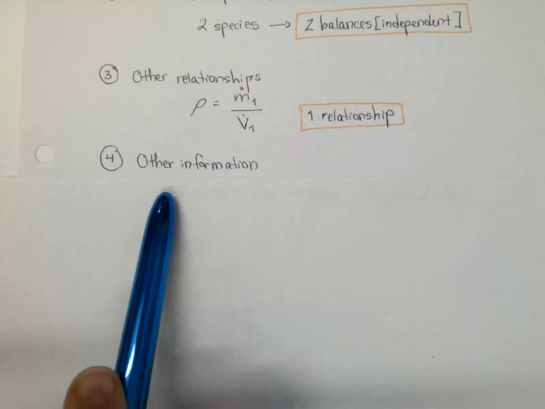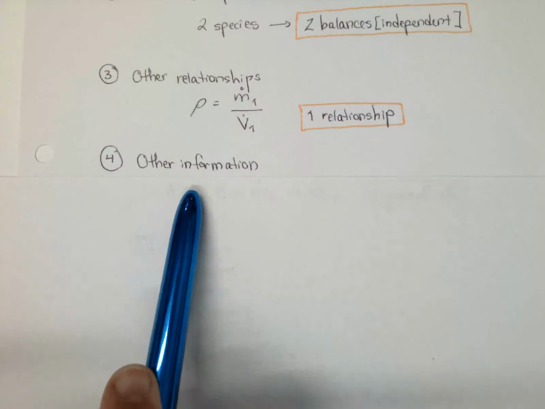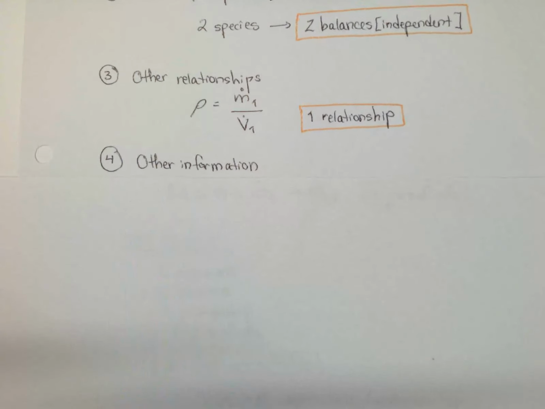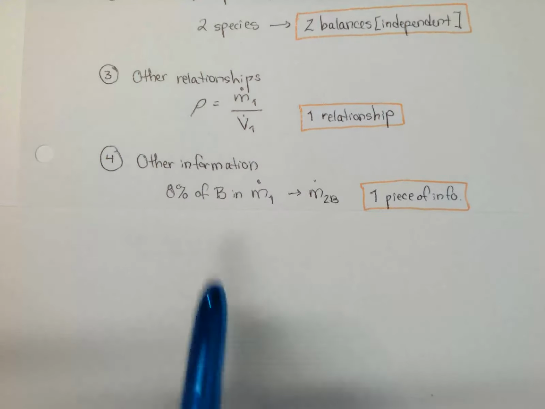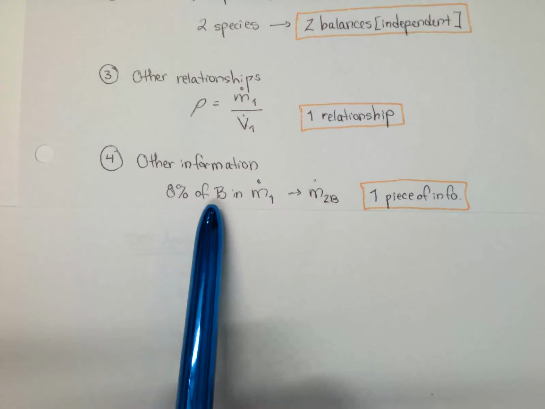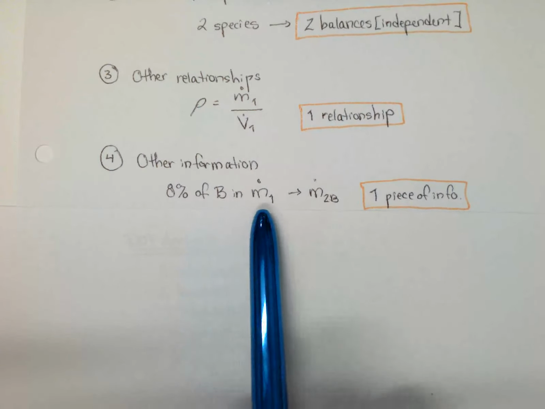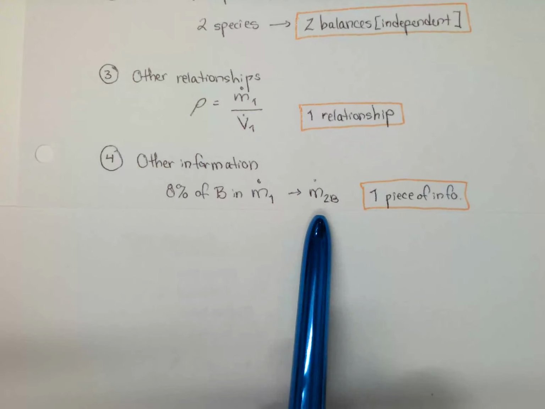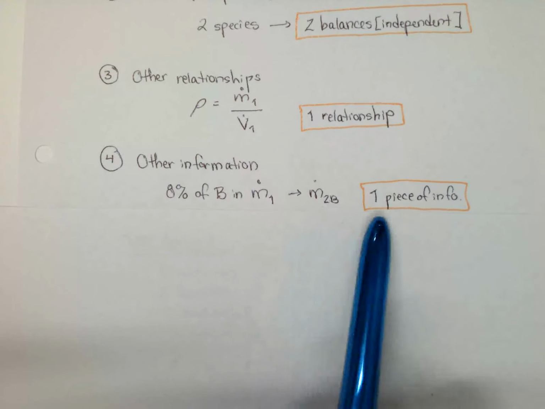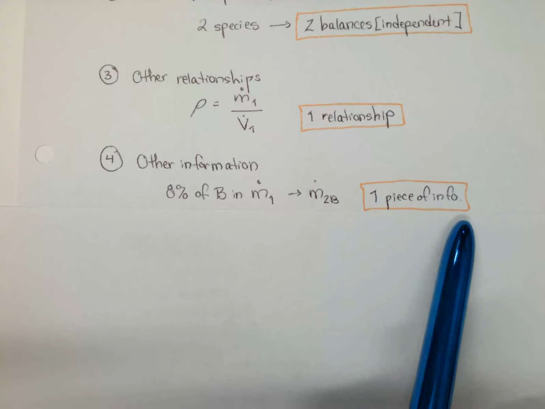Then we look through and see if there's any other information related to the problem that can help us solve it. In this particular problem, we knew that 8% of the benzene that was in stream one is what's going to be the mass of benzene in stream two. So we had one additional piece of information.